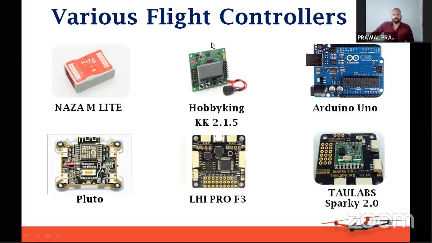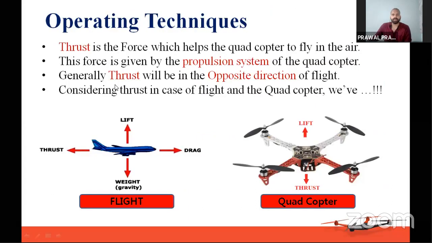If you want to do coding and make a drone at a very cheap rate, you can go for Arduino Uno. The coding is done in C language, so if you know C language, you can go for Arduino. Okay. So apart from this, moving ahead, as I told you.